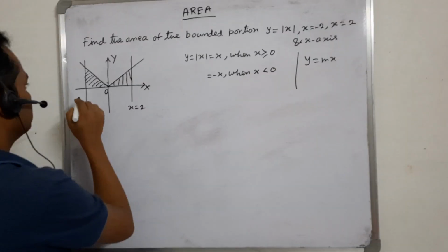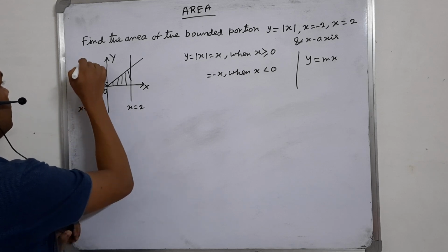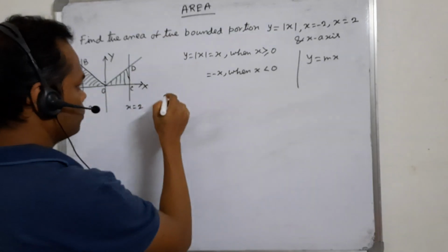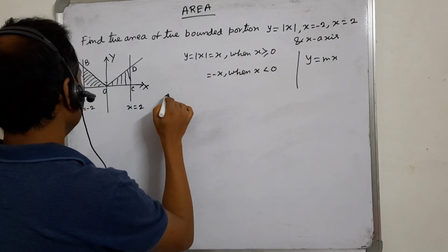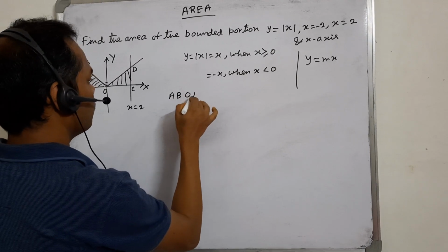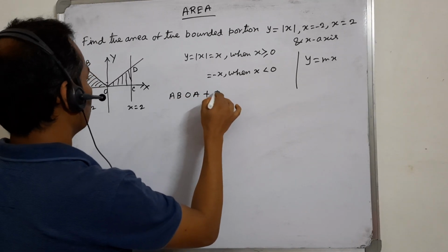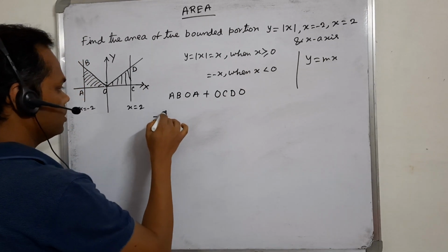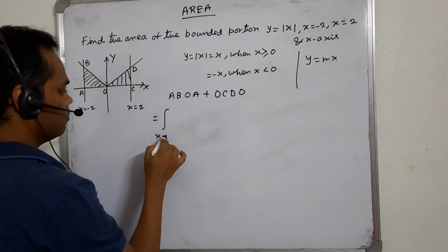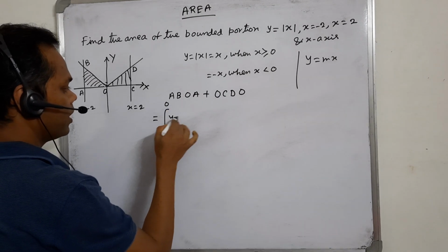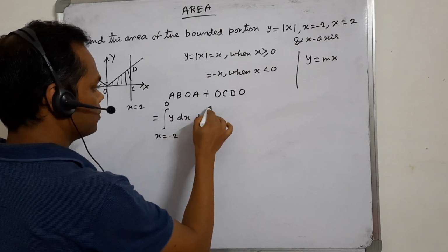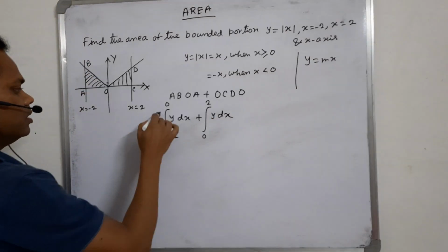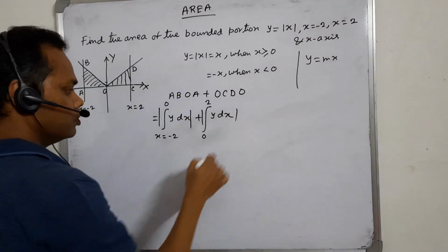So for the area of the portion, now let us name the points A, B, O and C, D. So the area of the required region is equal to ABOA plus OCDO. So the area of the shaded region ABOA is equal to the integral from x equal to -2 to 0 of y dx, and this one is 0 to 2 y dx. Now again we get a modulus part due to the negative sign.